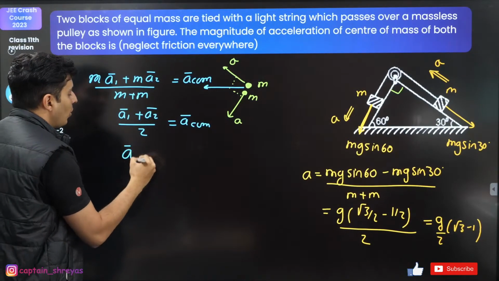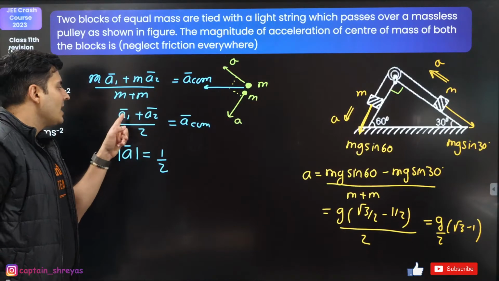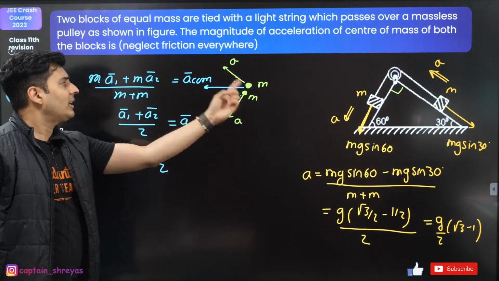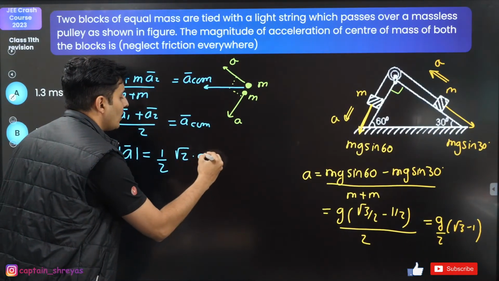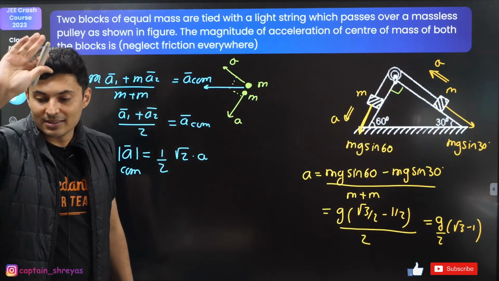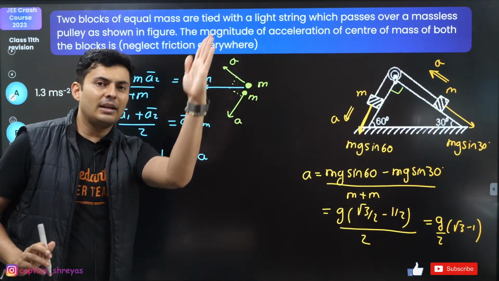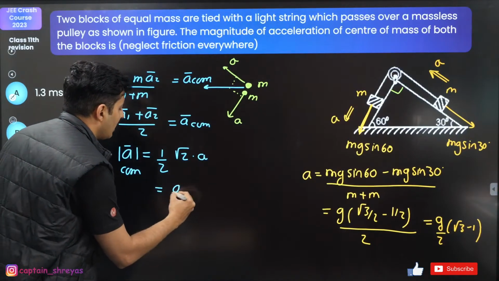Now this is the vector form. So magnitude wise, how much will it be? Think about it. A1 and A2 are two perpendicular vectors. Their resultant will be root 2 times A, right? Everybody remembers this standard thing. Two vectors are equal and perpendicular, the resultant will be root 2 times any one vector. As simple as that. So this will become A by root 2.